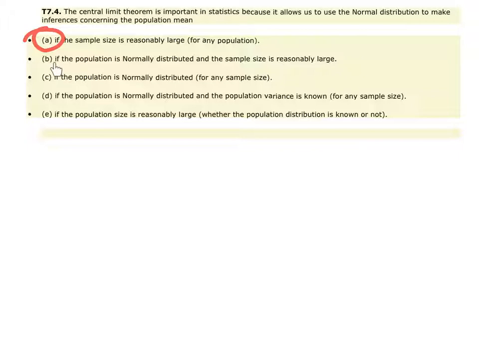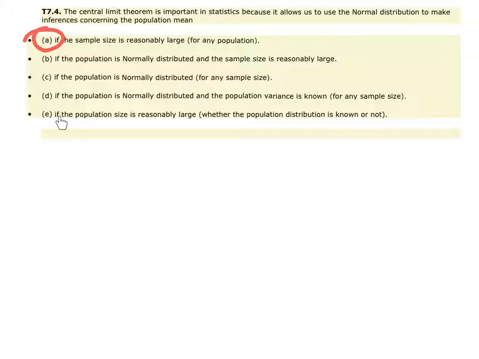So that's why letter B is not correct. If the population is normally distributed, well, if it's normally distributed, we don't even need to use the central limit theorem. If they tell us the population is normally distributed, I know the sample will be. Same with letter C, that's irrelevant, and also letter D is irrelevant.